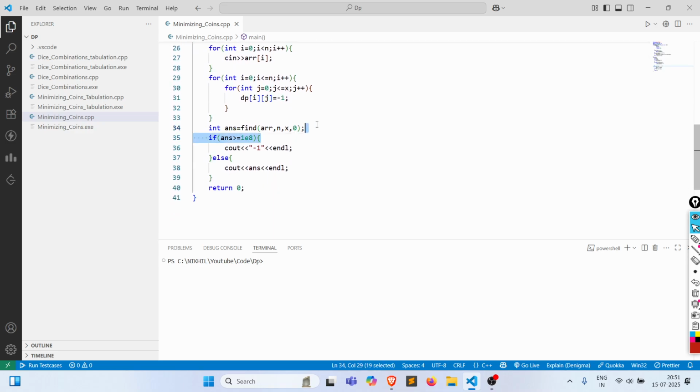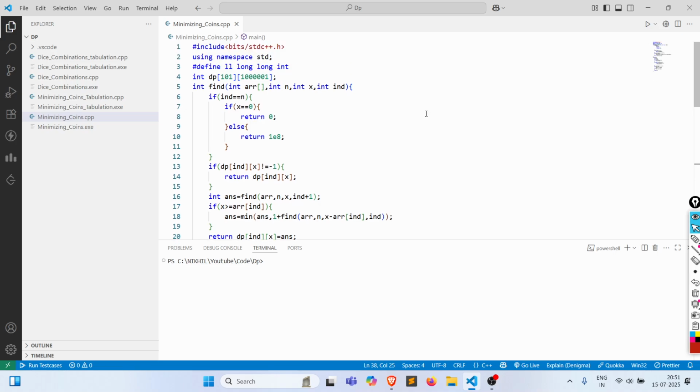And why is this check there? If the answer is greater than or equal to 188, what does it mean? It means that in our dynamic programming there is no such possibility, because 188 can never be the answer if that amount can be made. So we will simply print -1 in that case, else we will print the answer.